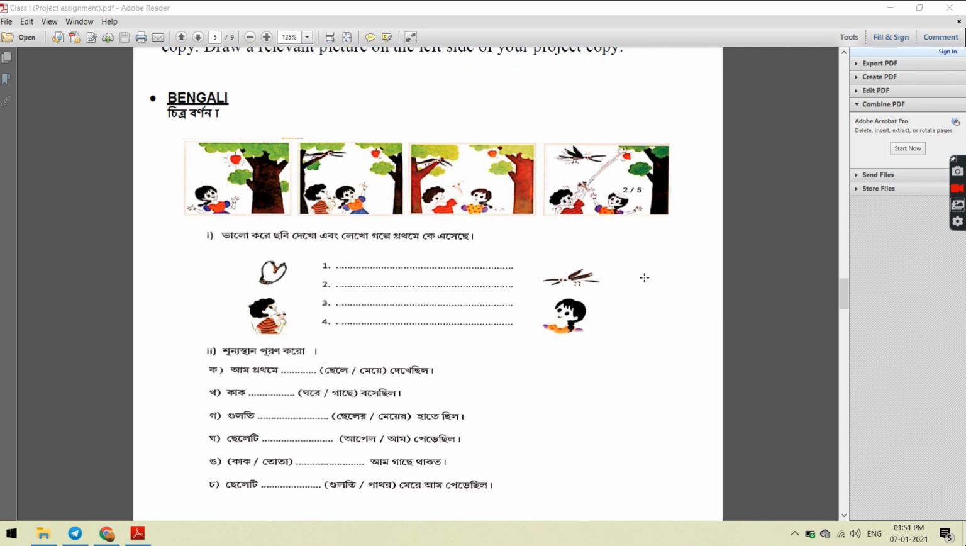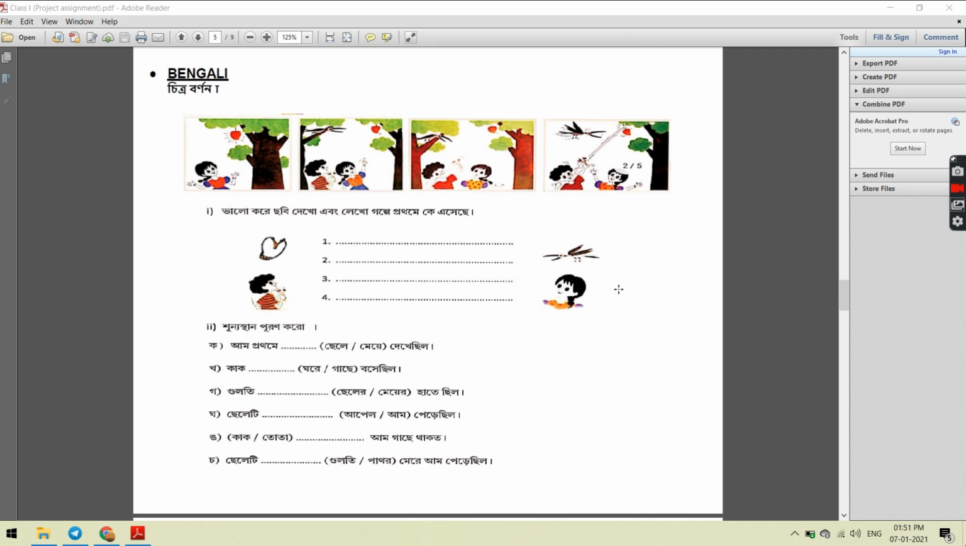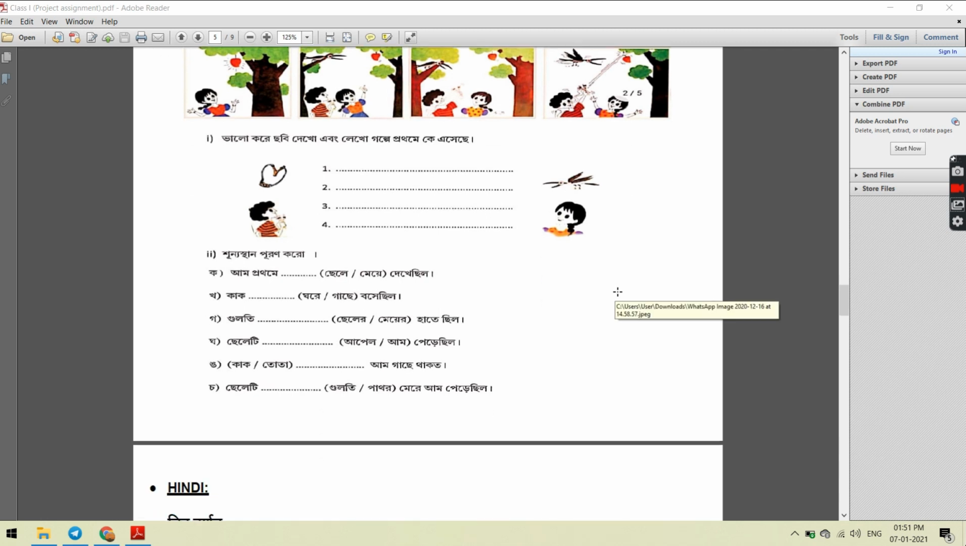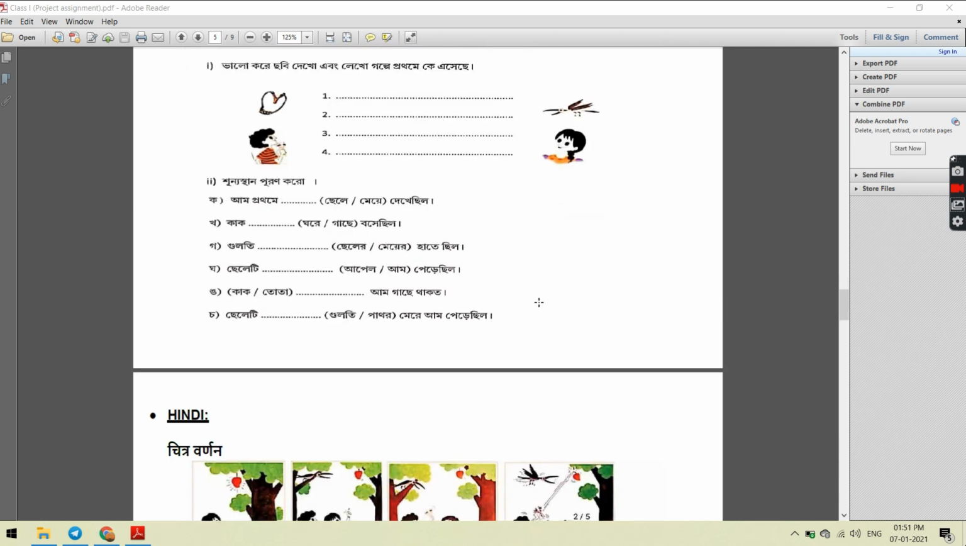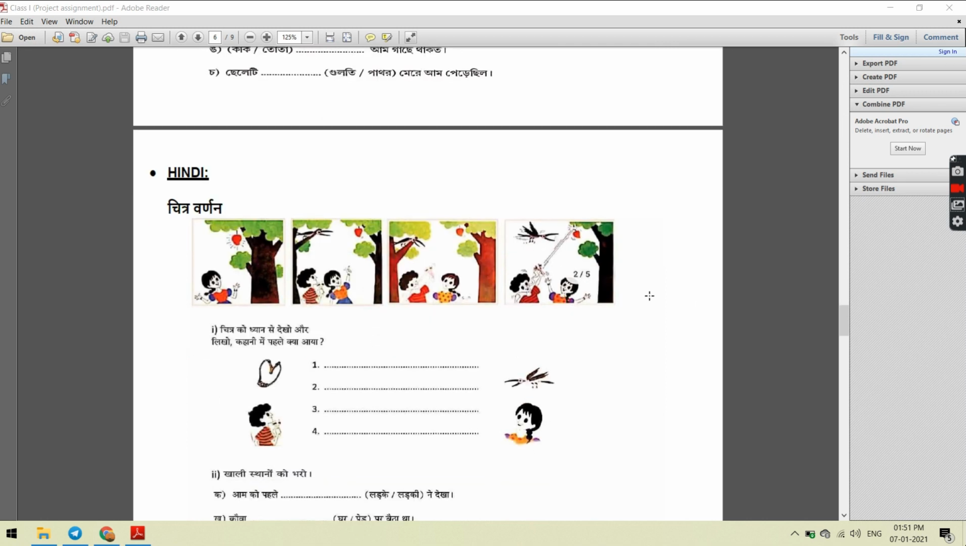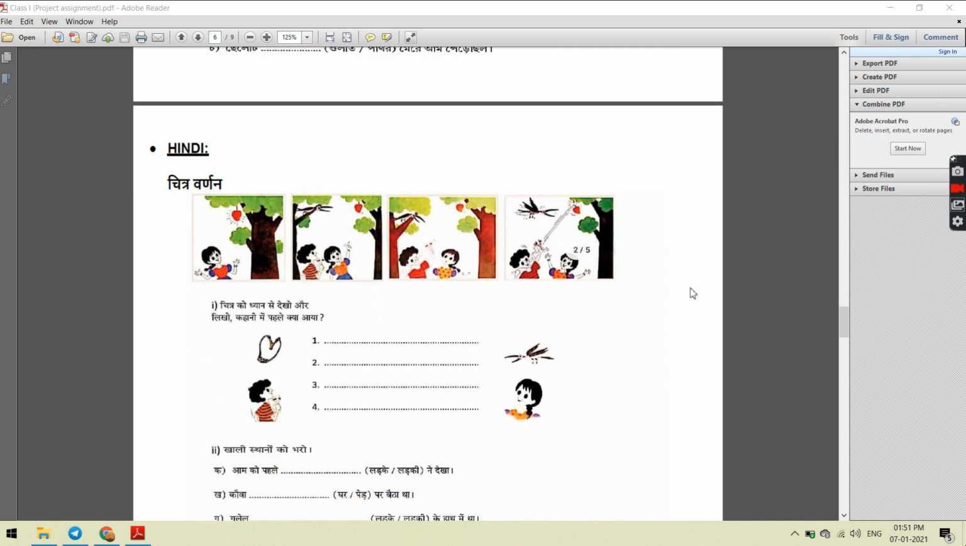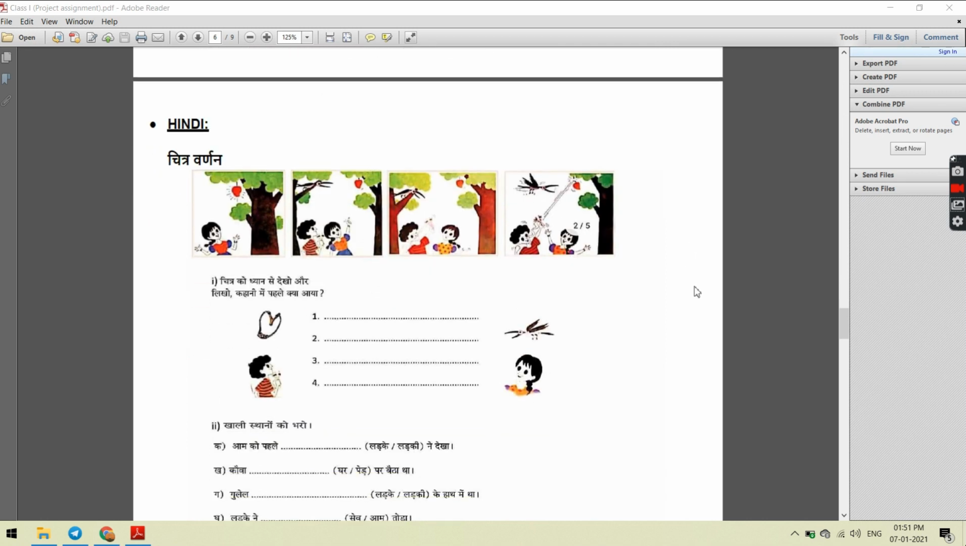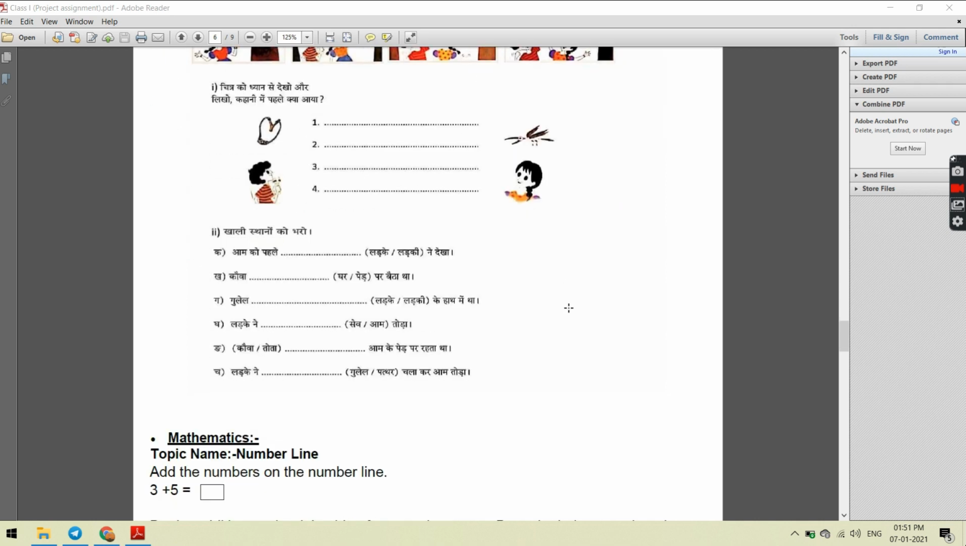In Bengali, you have to see these pictures and then choose from the 4 pictures given below which one came first. And in the next one, you have to fill in the blanks. In Hindi also the same. First you have to write according to the pictures given which one came first and then fill in the blanks.